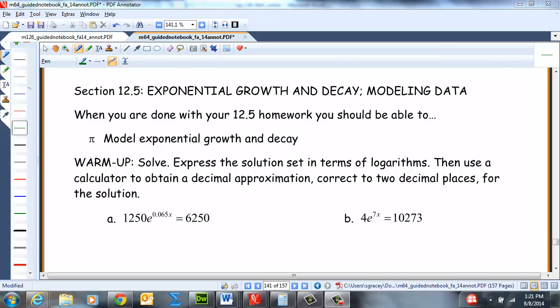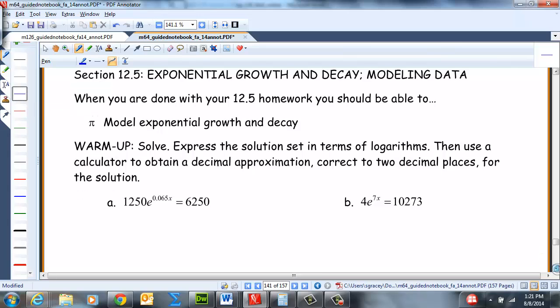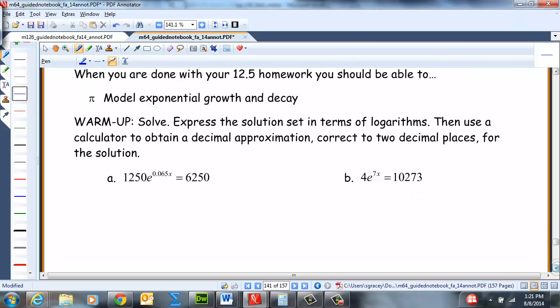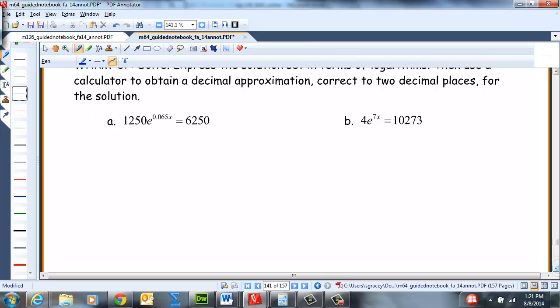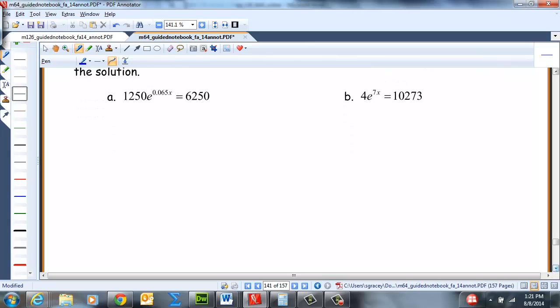We are working out of the Blitzer textbook, Introductory and Intermediate Algebra for college students. We'll be talking about exponential growth and decay today, and this is section 12.5. Let's warm up by solving these two exponential equations, rounding to 2 decimal places. Pause the movie and warm it on up.